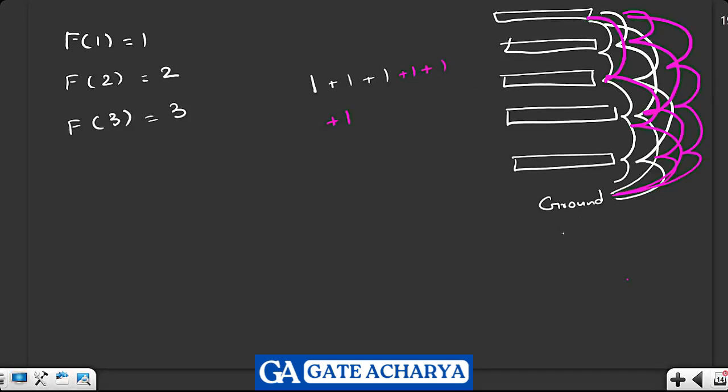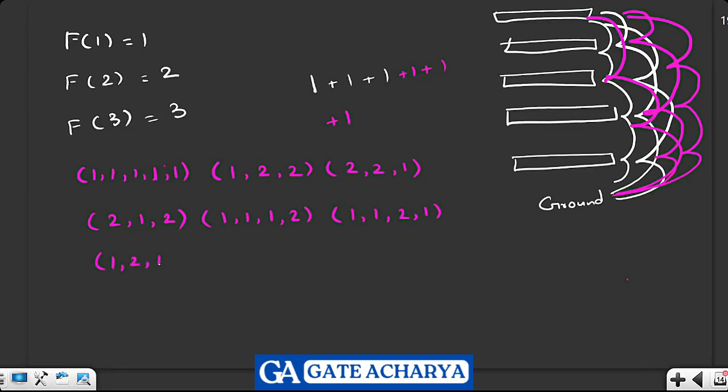So let's write them one by one. First case is what? One, one, one. Then one, two, two, then two, two, one, and then two, one, two. Then one, one, one, and then two. One, one, two, one. One, two, one, one.